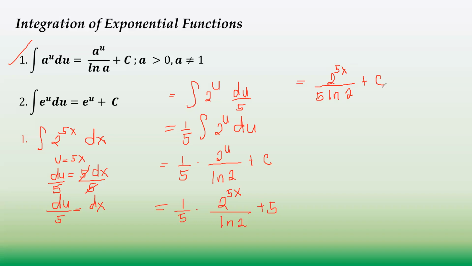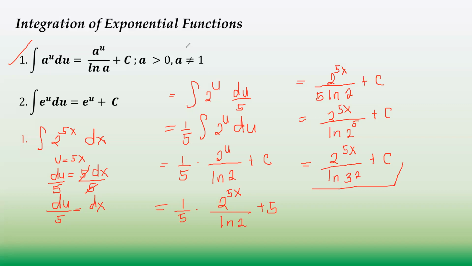Or we can apply the properties of logarithms. This 5 can become the exponent of 2, so we have 2 raised to 5x over ln of 2 raised to 5 plus c. 2 raised to 5 is 2 times 2 times 2 times 2 times 2, so we have 32. So you have 2 raised to 5x over ln of 32 plus c. This is now the integral. That is the solution where we changed the variable to u. Next, we will solve it by multiplying and dividing by whatever is lacking. Okay.